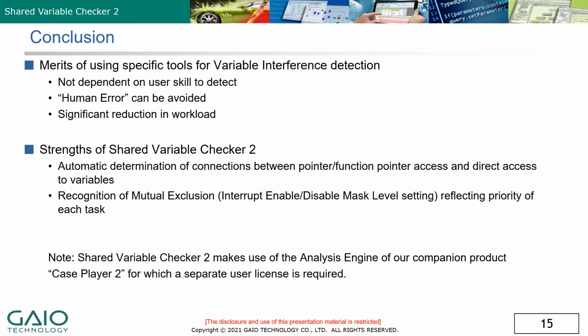Shared Variable Checker2 is particularly notable for its ability to evaluate pointers used in accessing variables and to assess the impact of interrupt, enable, or disable settings on the operation of the variable access. Finally, Shared Variable Checker2 uses the analysis engine of our companion product CasePlayer2, for which a separate user license is required.